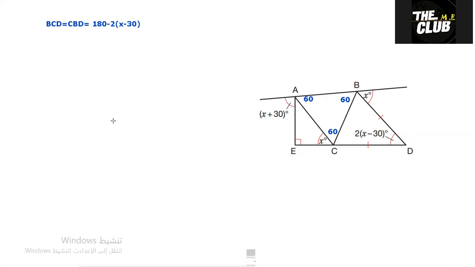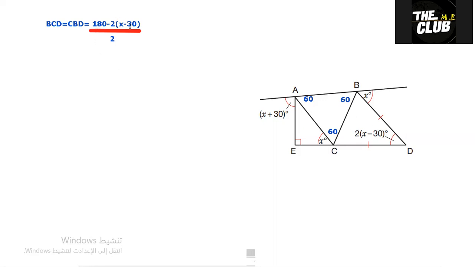Now I'm going to make a line of division and put 2 under it, like this. So these are the first two angles. You've got BCD, this angle, equals CBD, this angle. And how do we find them? By subtracting this from 180 and then dividing by 2. This is the idea of finding these two angles.